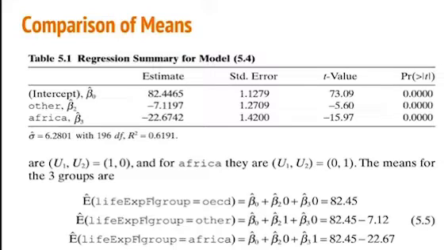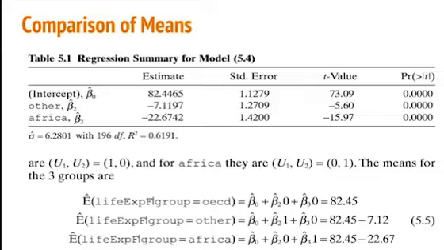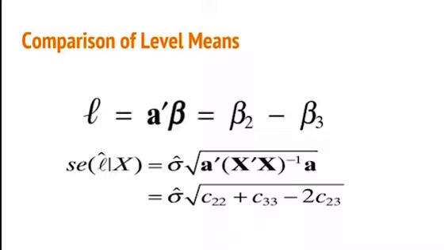For instance, I want to make inference about the difference between Africa and Others. Because of that, I'm going to go by way of linear comparison of level means. What do I want to do? I want to look at the difference between B2 and B3. B2 represents Others and B3 represents Africa, which are now captured in the analysis I did before. Because of that, I need an estimator, which is going to be held in matrix form.